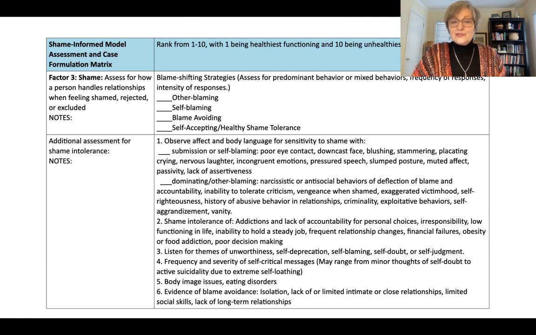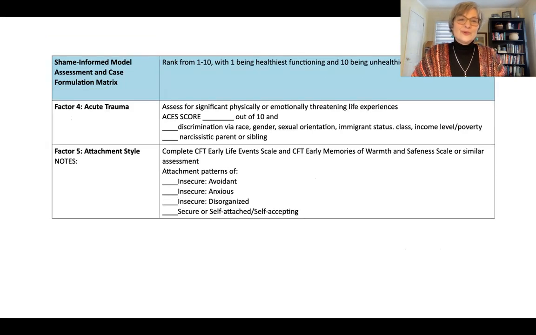Obvious major themes of unworthiness: if people express a lot of self-doubts, a lot of self-criticism, minor to major body image issues, eating disorders, and again, just blame avoidance, isolation, lack of close relationships, lack of long-term relationships. So that's how we can learn to look for shame in the clinical world.